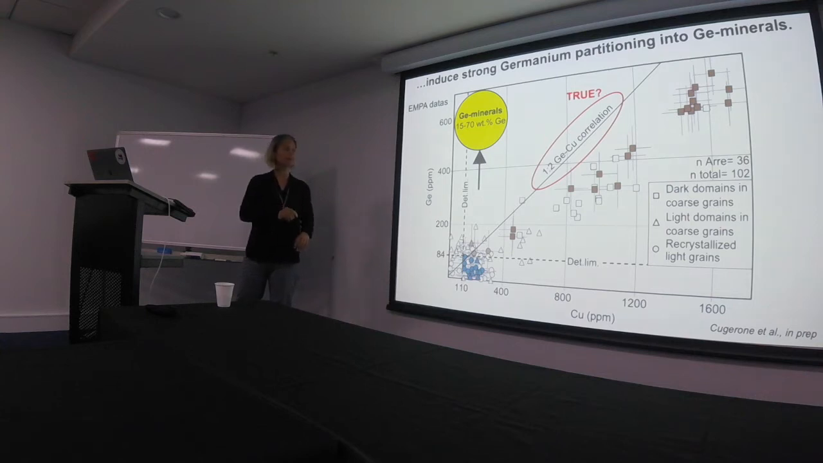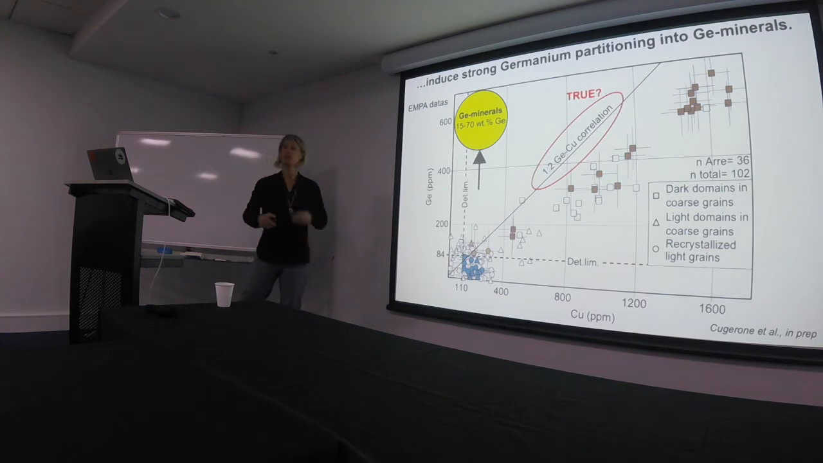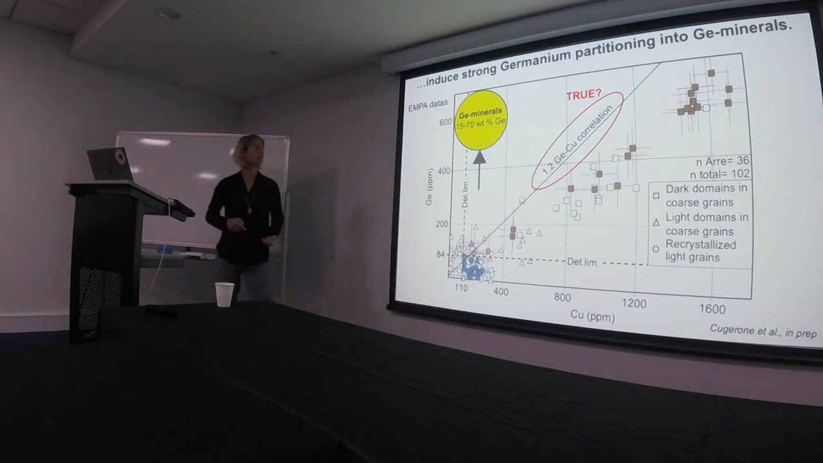These germanium minerals are really tiny, but they have like 15 to 70 weight percent germanium. So it would be very high if you use the same scale. So in this diagram, this yellow spot just depicts the mass balance we need to take into account for the system, if we consider it closed at the sample scale.